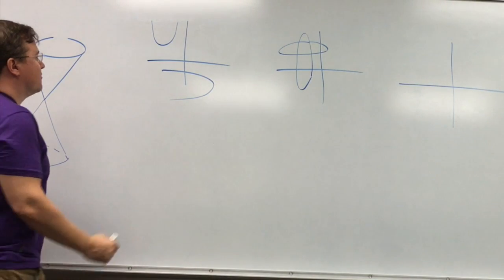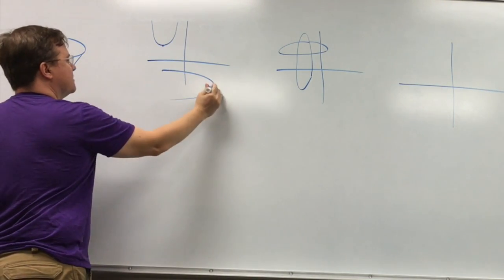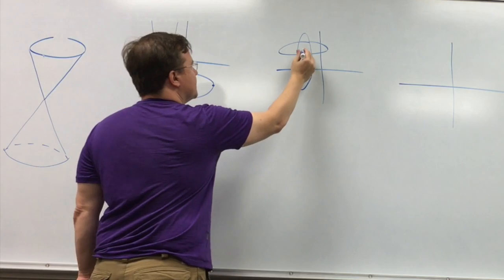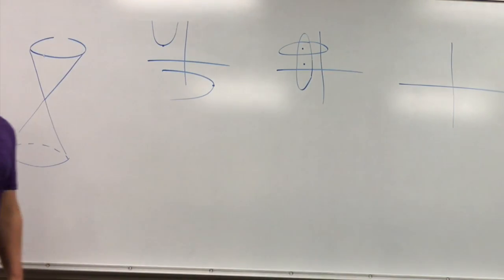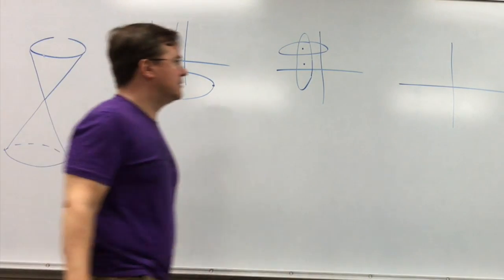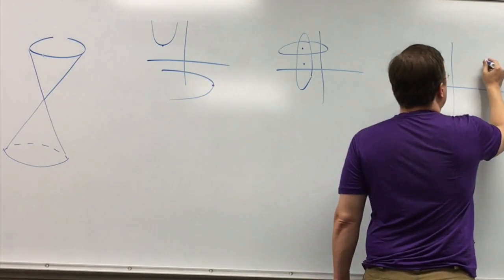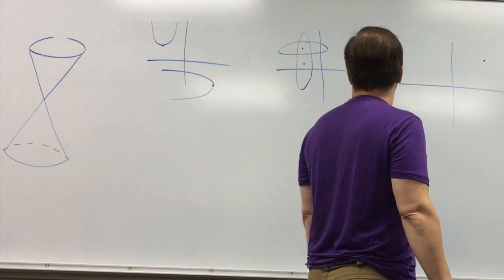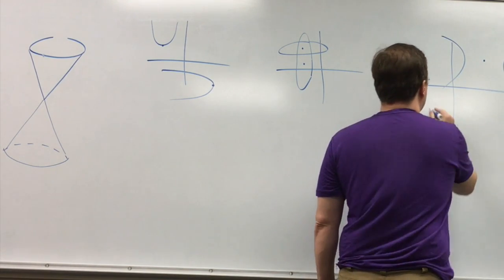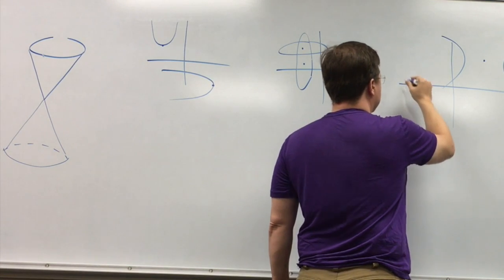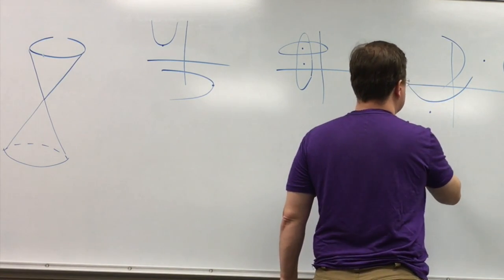Notice that every parabola has a vertex. Every ellipse has what's called a center. Every hyperbola also has a center. And it usually looks something like this, perhaps. Or if the center is over here, it might look something like that.